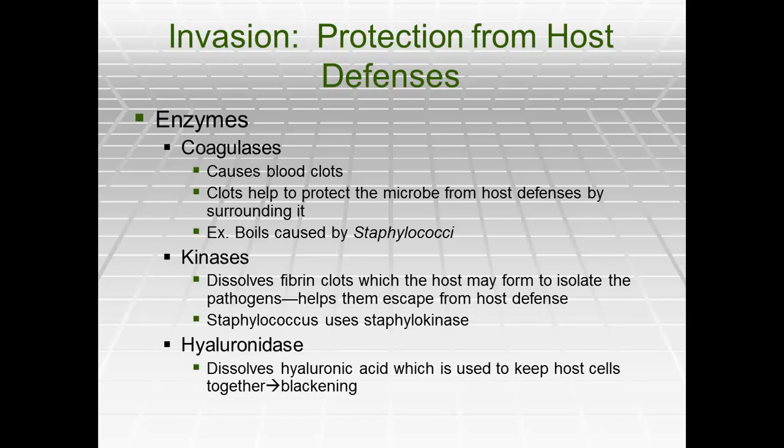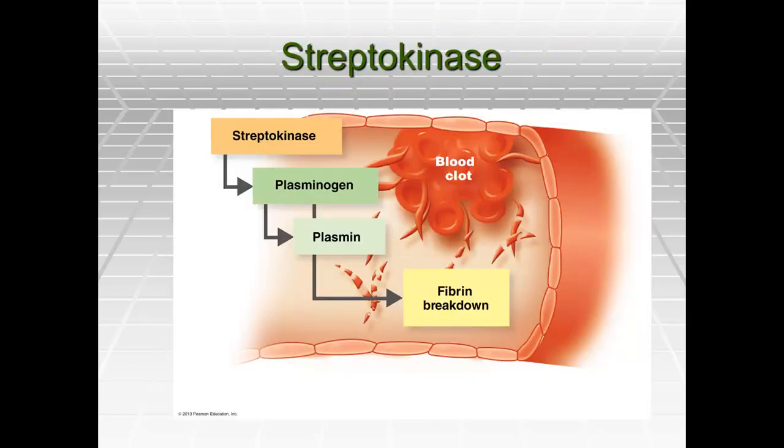Hyaluronidase dissolves hyaluronic acid, which is used to keep host cells together. So when it hydrolyzes the hyaluronic acid, that leads to a blackening and a really horrible smell. An example of this would be gangrene caused by Clostridium. And there's another example of a kinase that would be streptokinase, and you actually see here that it produces activated plasminogen which causes plasmin to break down fibrin and hence dissolves the blood clot.